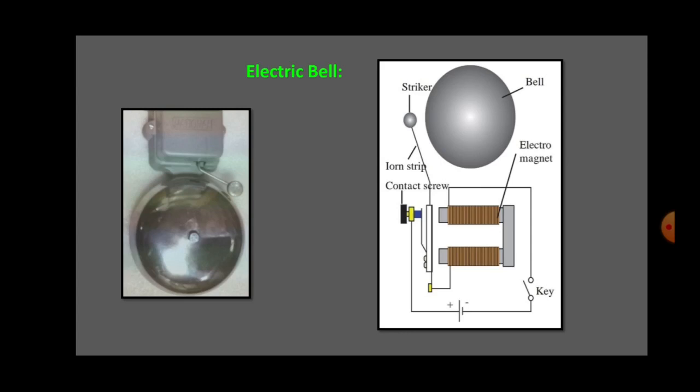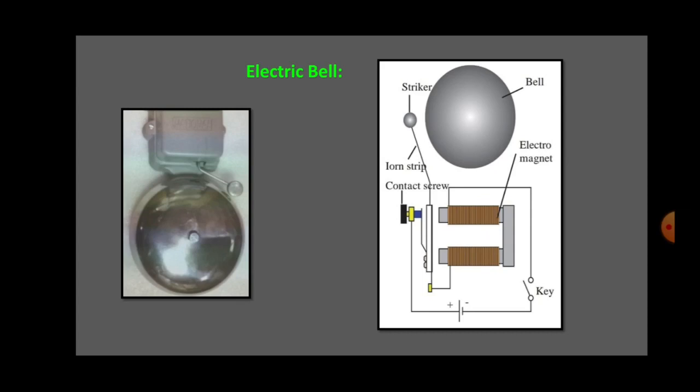Now in the very first picture you can see this is exactly the electric bell, and the internal structure is shown in the second picture, right? You can see that there is a very big plate-like structure which is the bell. Then you can see the striker, like we beat the drum manually. Similarly, this striker beats on this bell and the bell rings. Then there is an iron strip which joins this striker with the contact screw. And then you can see the electromagnet, a battery where the plus and minus sign is shown, and the key.